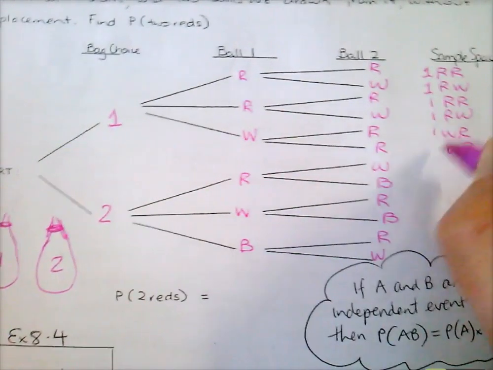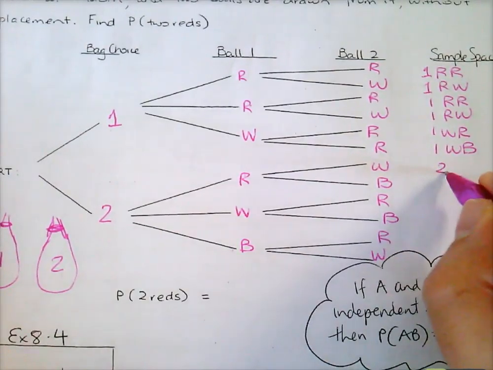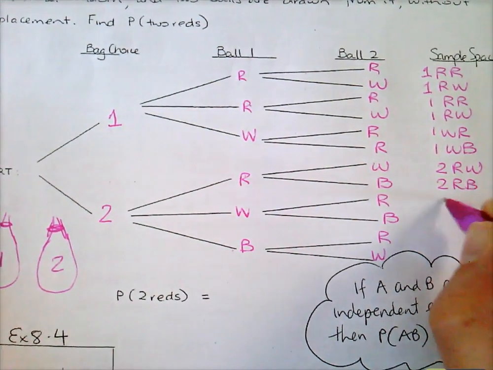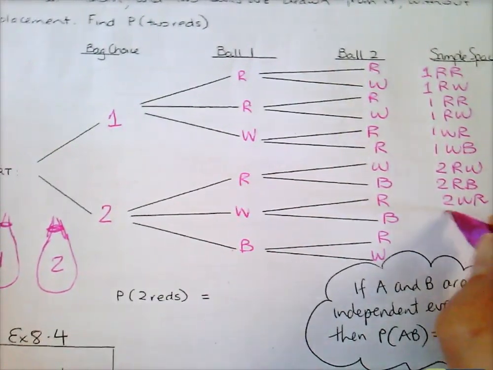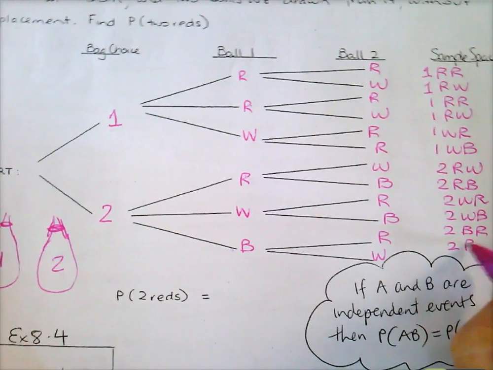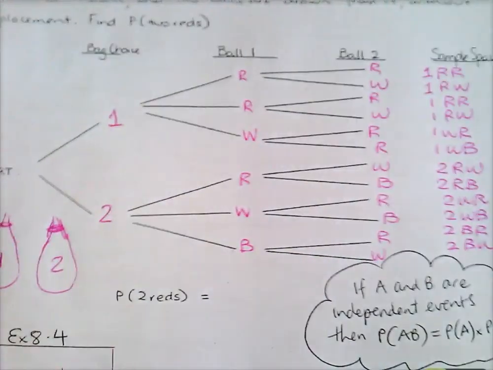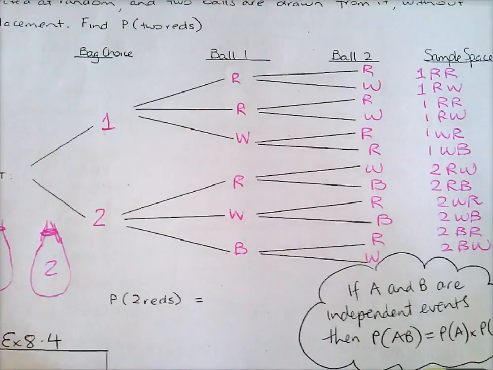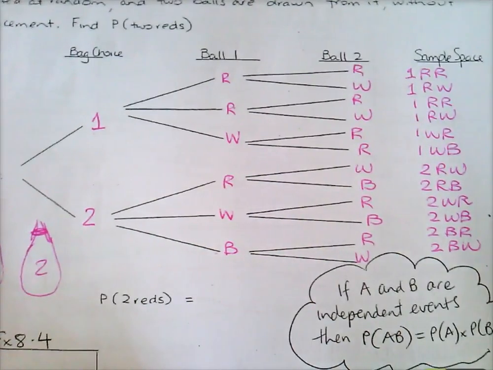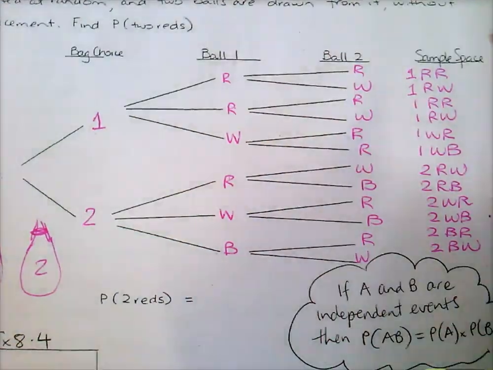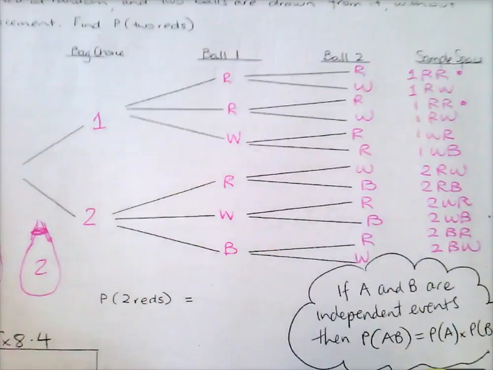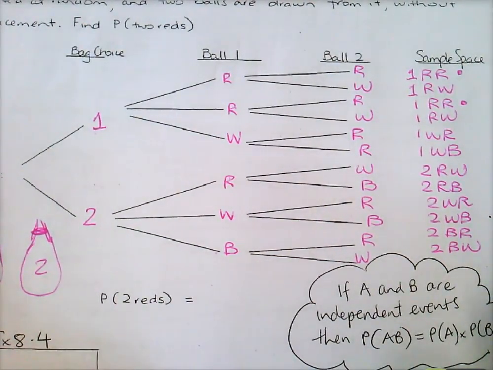And you can list your sample space: R R, R W, R R, R W, W R, W R. Wait, and you've got to put bag one in front. 1 1 1 1. Then we've got bag two R W, bag two R B, 2 W R, 2 W B, 2 B R, and 2 B W. And the question is, find the probability of two reds.